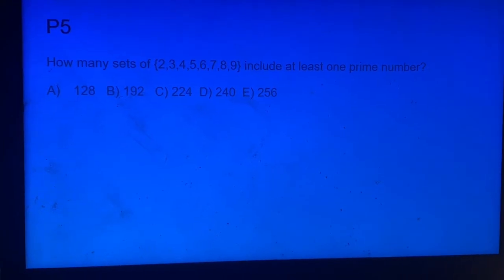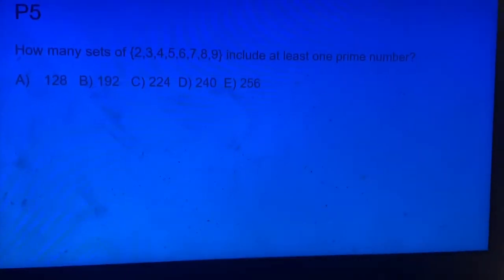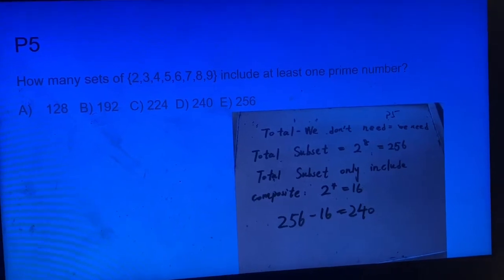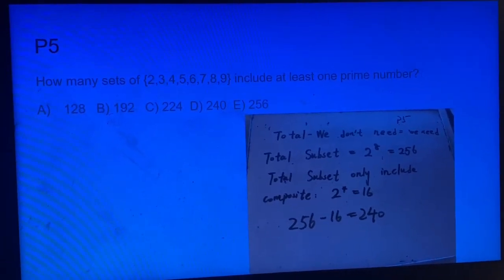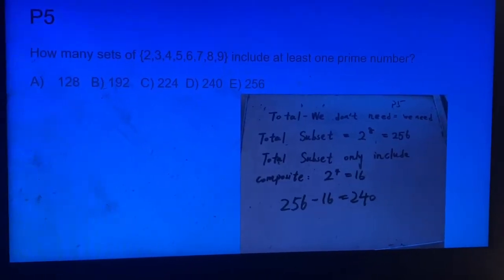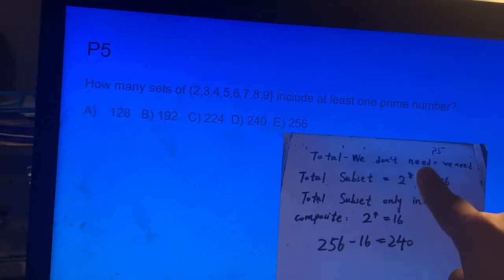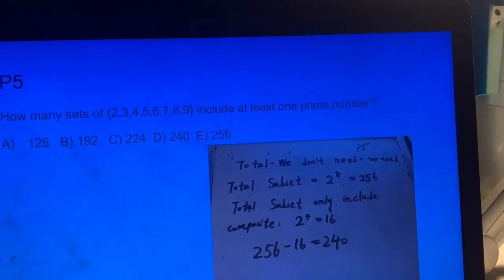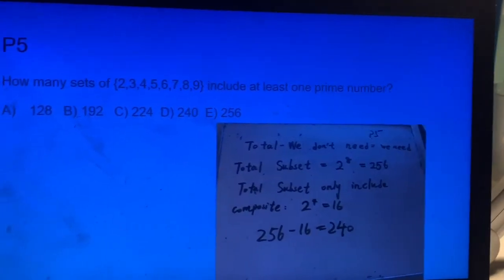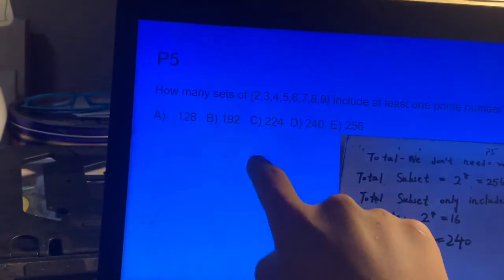Okay, how many subsets of {2, 3, 4, 5, 6, 7, 8, 9} include at least one prime number? For this problem, we are going to use complementary counting. Complementary counting is this formula: the total cases minus the cases we don't want is the cases we want. So we know the total number of subsets is 2 to the power of 8, which is 256. Why is it 256? Because you can choose to include each number or not in each case.